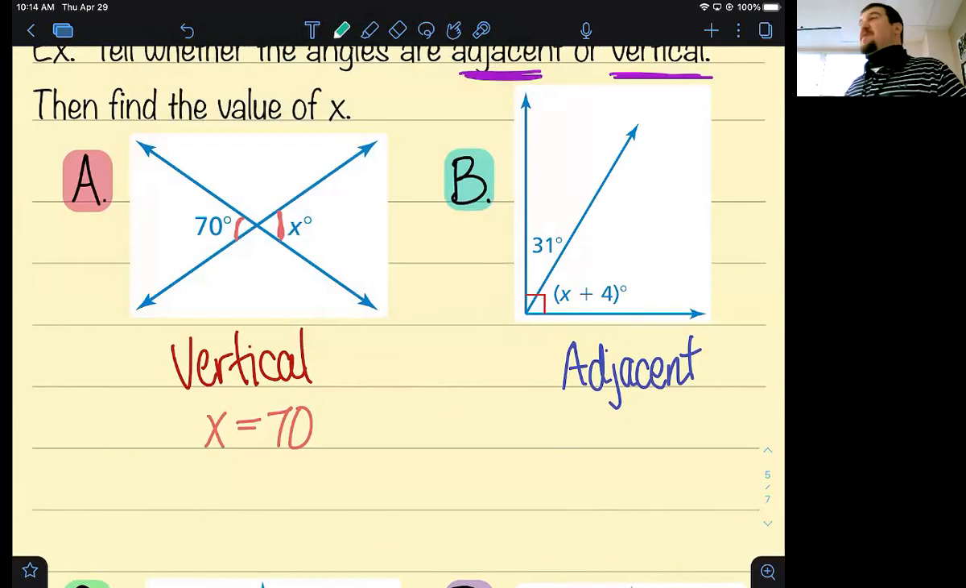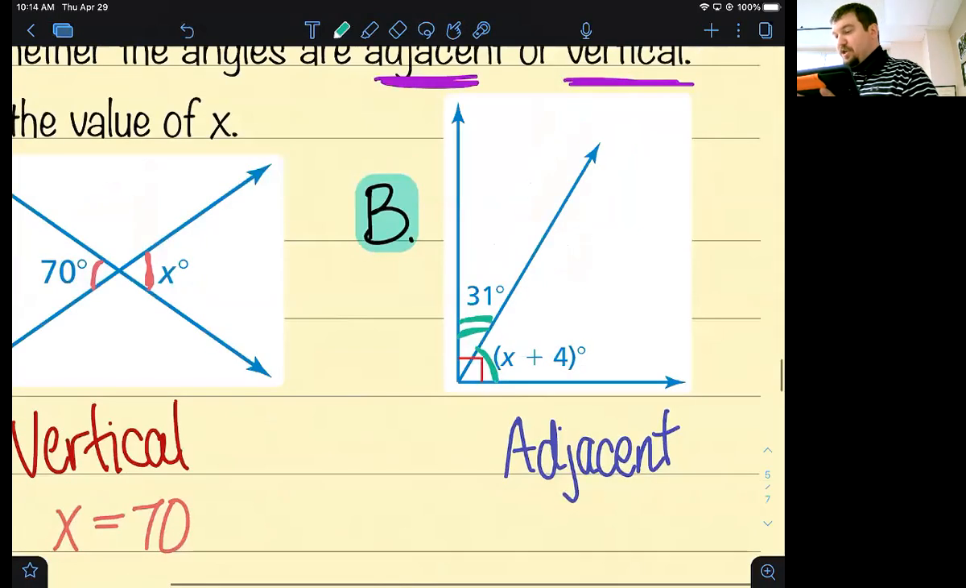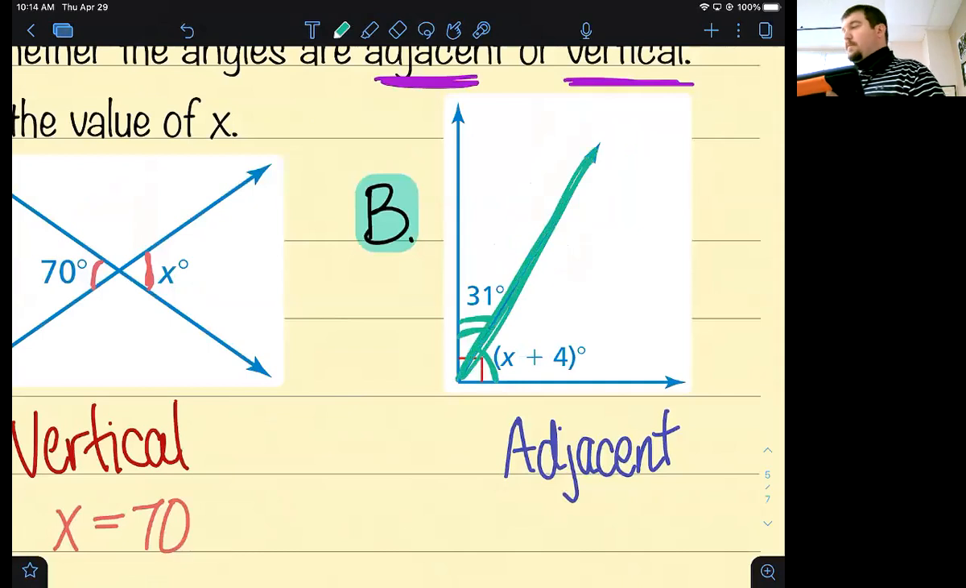Example B, we have two angles that are adjacent to each other. That means that this angle here and this angle here, which are two different sizes, well, we think they're two different sizes, share a common border, but no common space. Okay. Now, adjacent angles are not necessarily the same size. So I can't say that the X plus 4 angle is equal to 31, like I could for the first example we did.